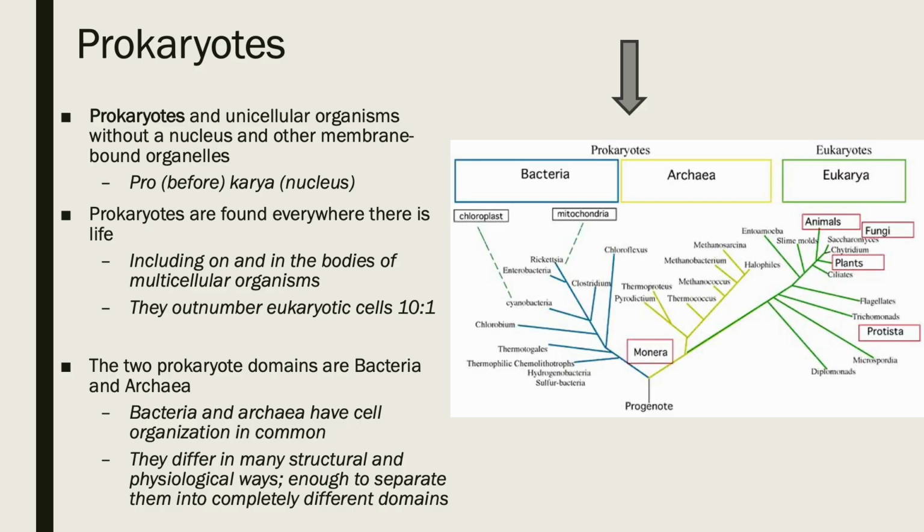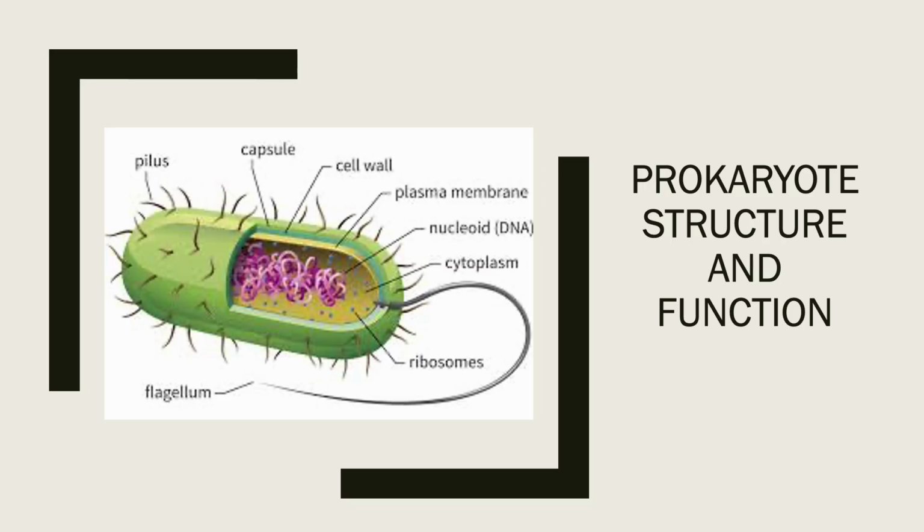They are ubiquitous. They are found everywhere that there is life, and also places there is no other seeming life that we can see with the eye, including on and in our bodies and bodies of other multicellular organisms like plants, other animals, fungi, etc. And they outnumber eukaryote cells 10 to 1.